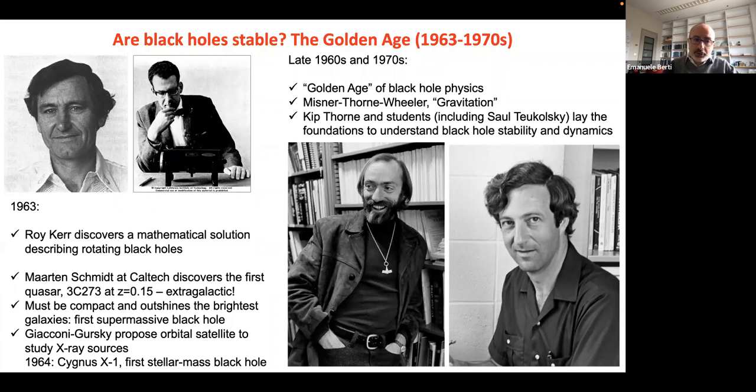And then on the observational side, like I said earlier, Martin Schmidt at Caltech discovered the first quasar, and Giacconi and Gursky proposed orbital satellites to study X-ray sources and famously discovered Cygnus X-1, which is the first stellar mass black hole. So stimulated both by these theoretical and observational developments in the 1960s and 70s, Kip Thorne and his group kickstarted what Kip in his popular books likes to call the golden age of black hole physics. And together with his students, in particular Saul Teukolsky, they laid the foundations for black hole perturbation theory and to understand black hole stability.